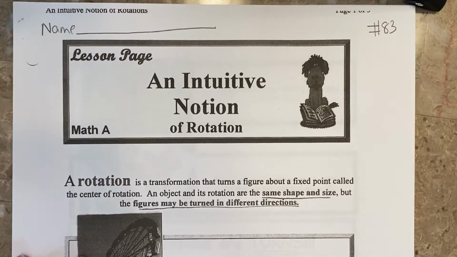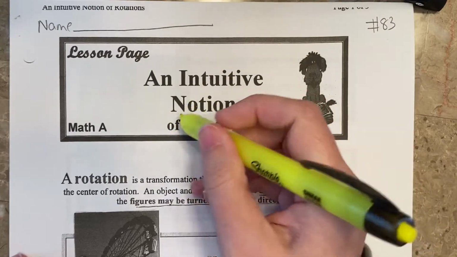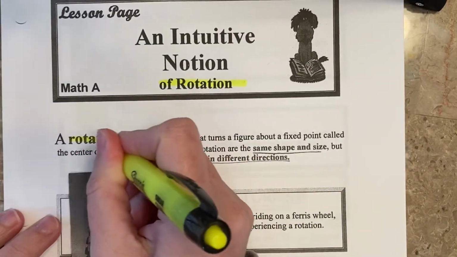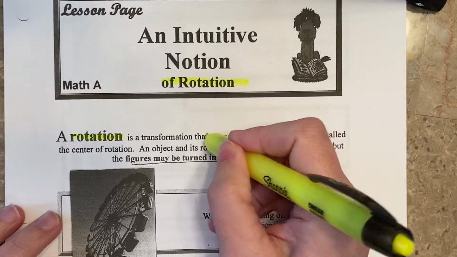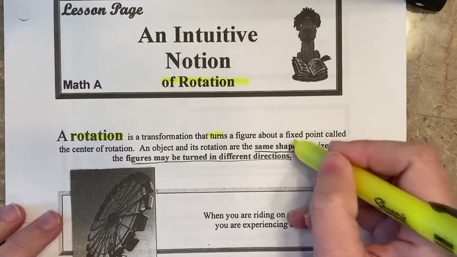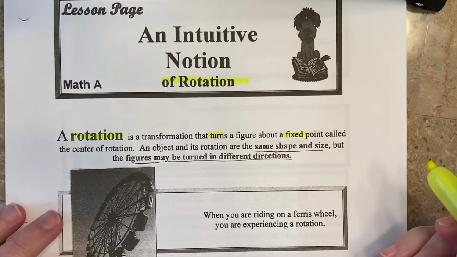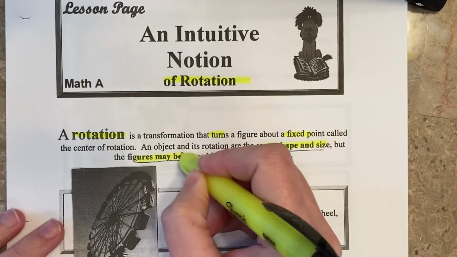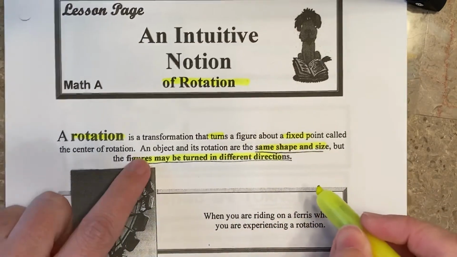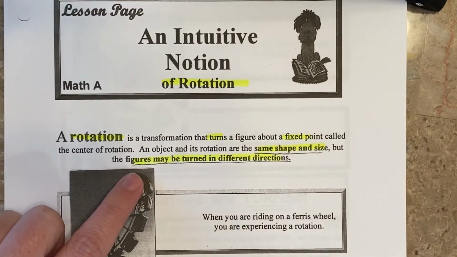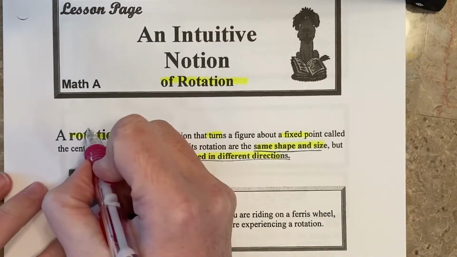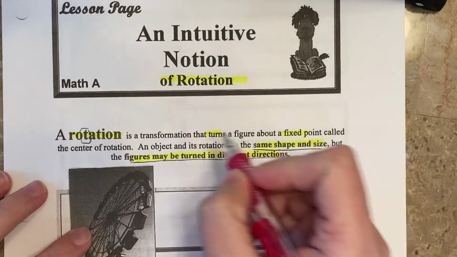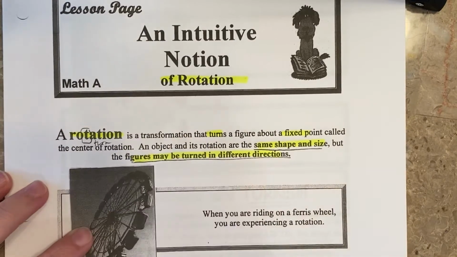All right, so the first thing we're going to talk about is rotations. A rotation is a transformation that turns a figure about a fixed point called the center of rotation. An object and its rotation are the same shape and size, but they may face in different directions. Notice "may," so that means sometimes they could, and sometimes they do not. So it's easy to remember that rotation is a turn because you have that T. T stands for turn.